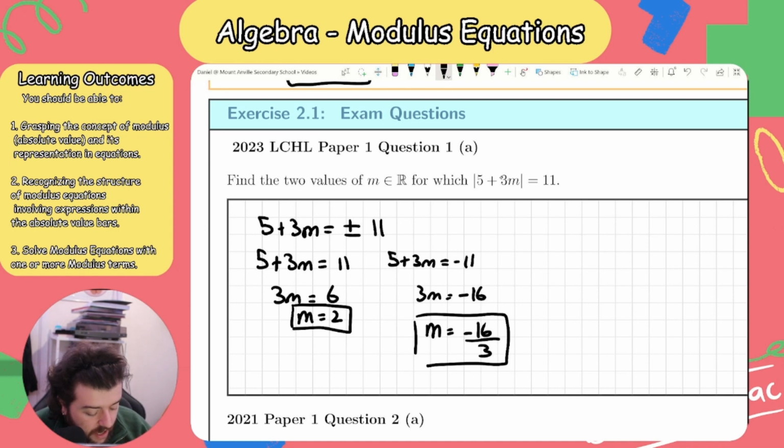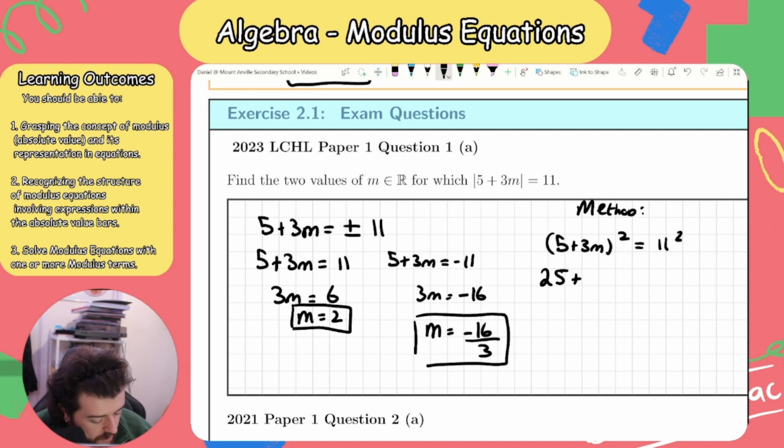So you can double check your answers by subbing in. 5 plus 3 times 2 is 11, great, and that'd be 5 plus minus 16 is minus 11, great. Method 2, if you want, it's going to be (5 plus 3m) all squared is equal to 11 squared. So 25 plus 30m plus 9m squared equals 121.